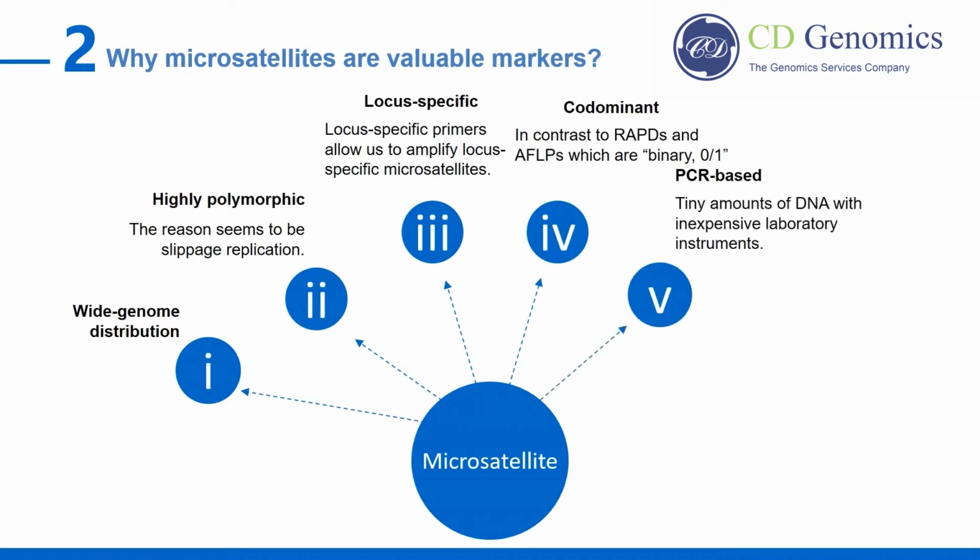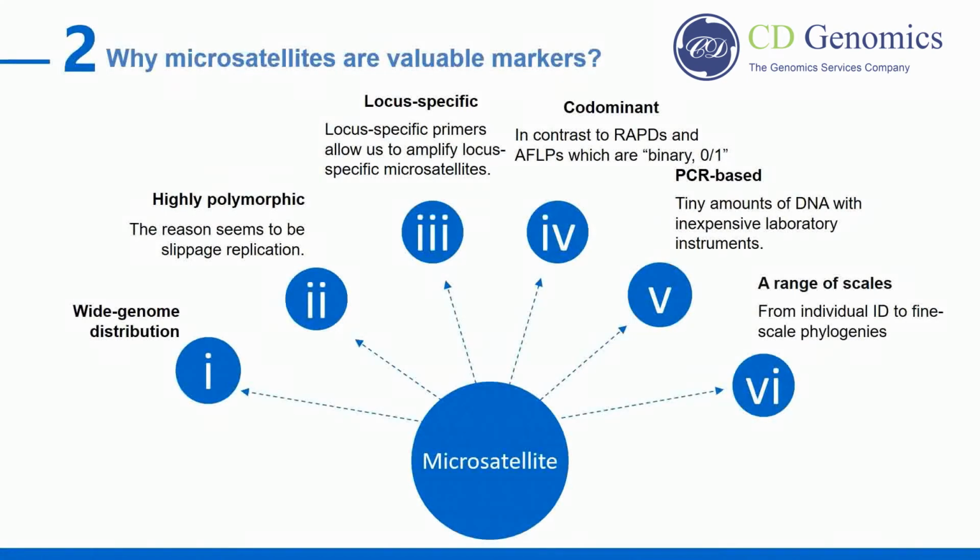Fifth, PCR-based methods can be used to analyze SNPs, which do not require expensive laboratory instruments. Sixth, SNP analysis can be used for a range of applications, such as individual ID, and phylogenies. Microsatellite marker polymorphisms have replaced amplified fragment-length polymorphisms as the markers for constructing linkage maps.